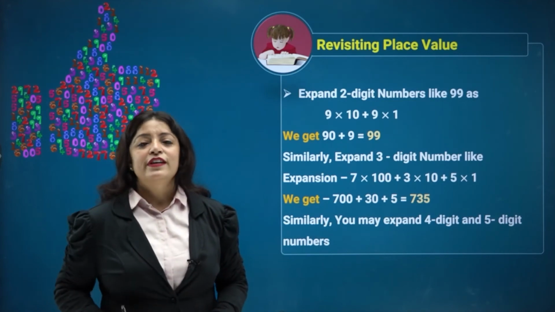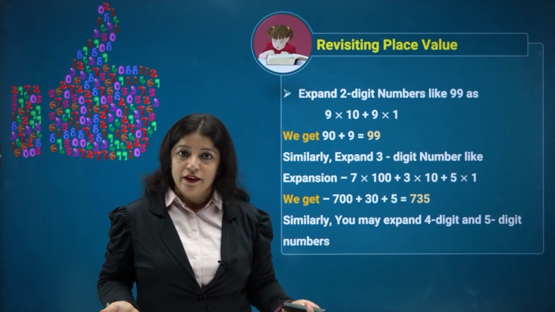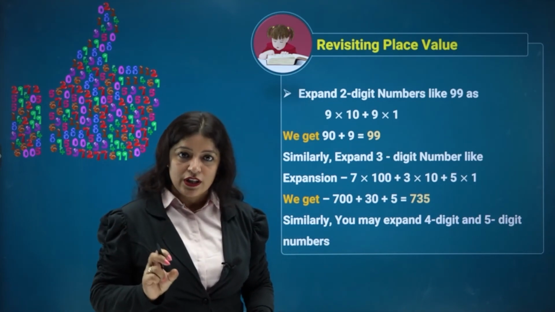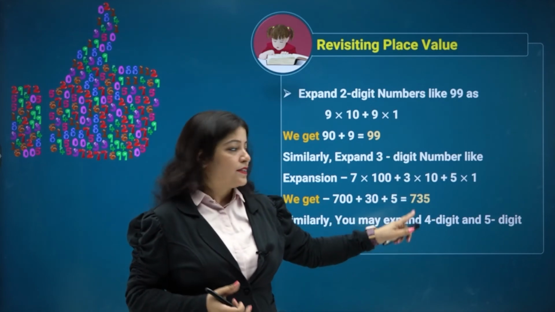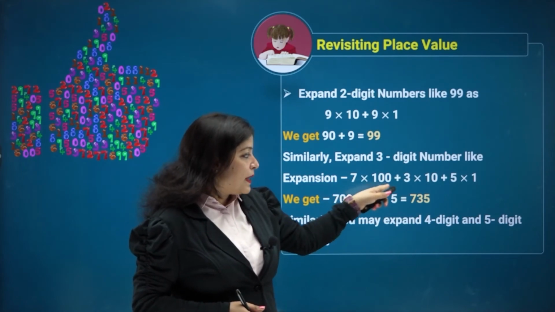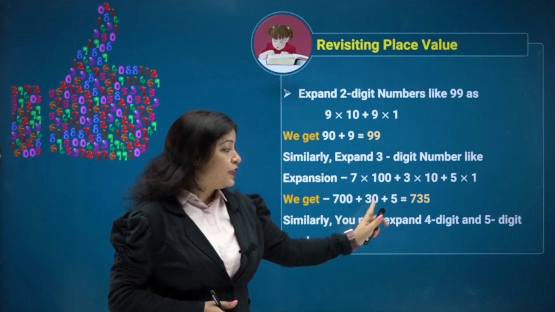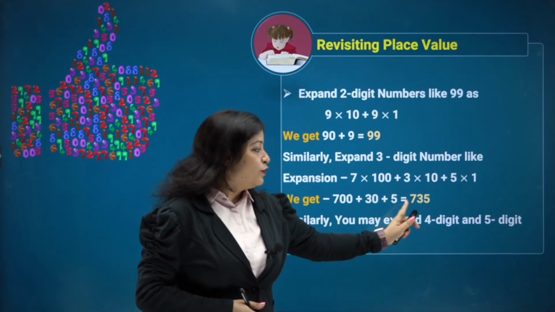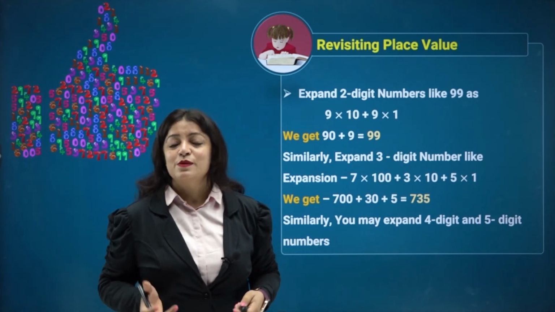So in general, we can say, whenever any number is given to you and you want to write it in expanded form, write the digit, whatever is given to you, and multiply by its place. So multiply 7 by the place of 7, and finally you get the place value of 7 as 700. The place value of 3 is 30. The place value of 5 is 5. And in this way you can write the number in the expanded form.